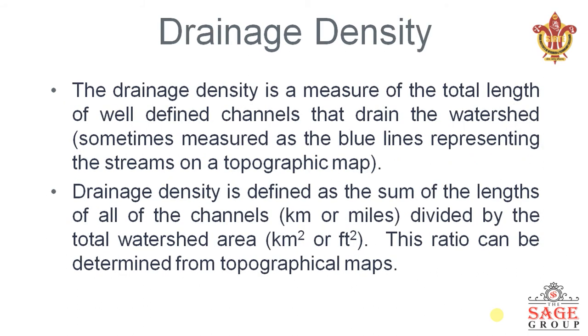Drainage density. The drainage density is a measure of the total length of well-defined channels that drain the watershed. The drainage density is defined as the sum of the lengths of all the channels divided by the total watershed area. This ratio can be determined from the topographical maps or sheets.